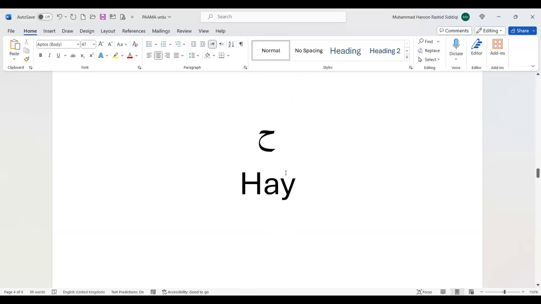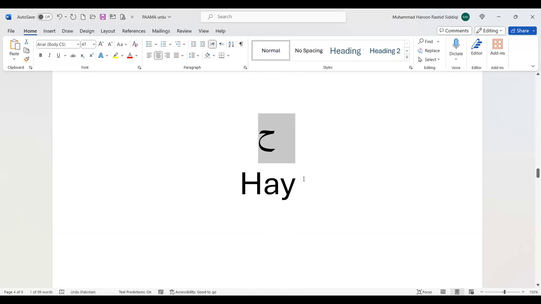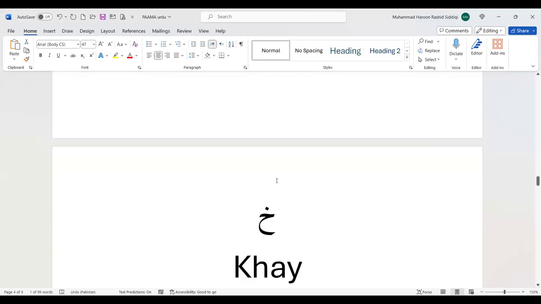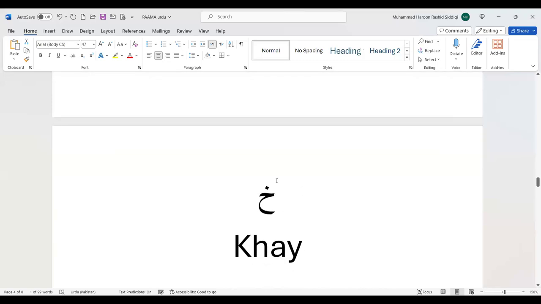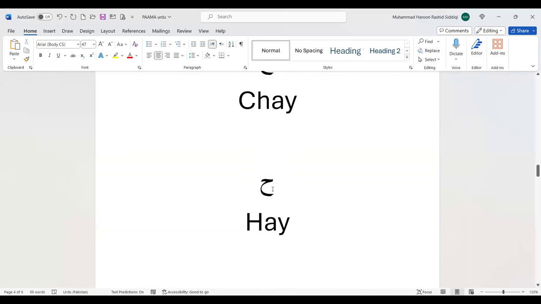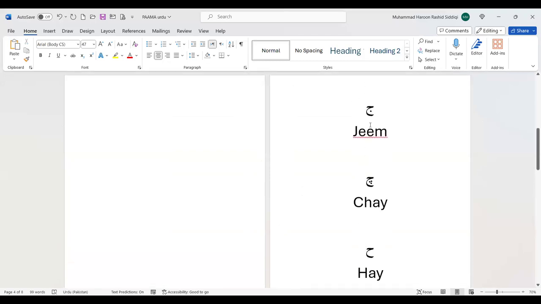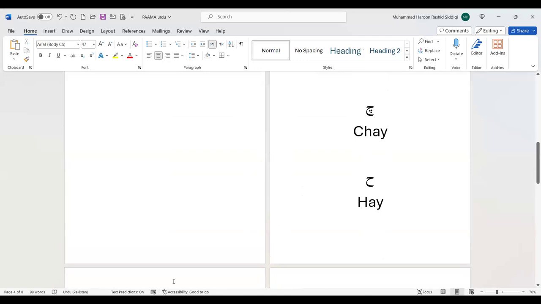Right. And then we go to he. Now this he is more like ha. It's more from the throat, very close to your esophagus. It comes out from the back of the throat and you say ha. It's very close to the letter ha. They are, technically, all four of the same family. Jim, Che, He, He.